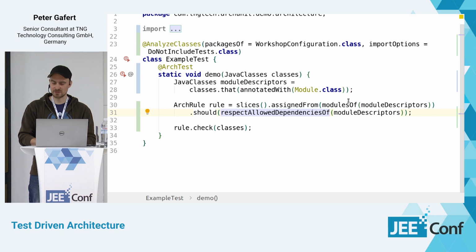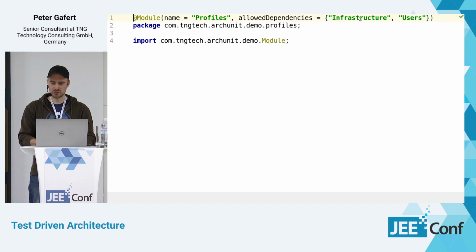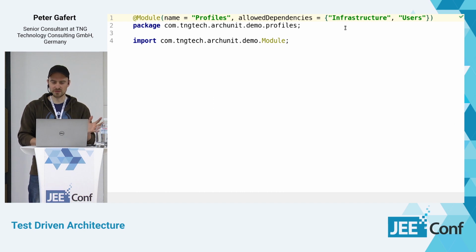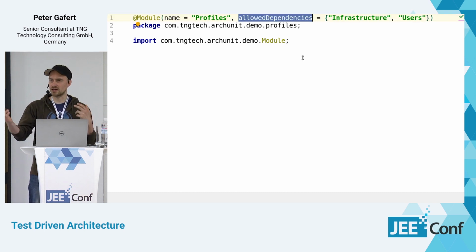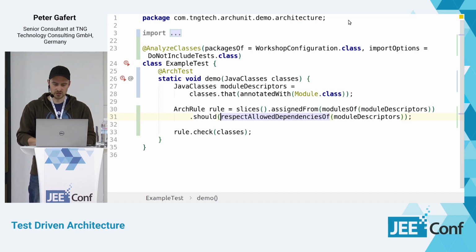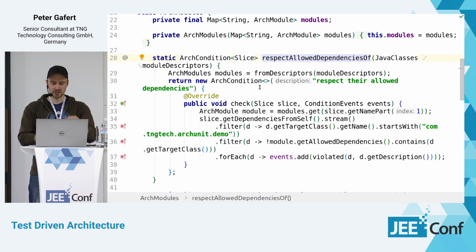So the slices assigned from these module descriptors should also respect the allowed dependencies. This is so that if I'm in profile, I should only depend on these 2 modules, right? I need a little bit more code, and the reason this is not straightforward is because first I need to look at all the modules and the classes they contain, and then in a second run I can resolve, okay, this module infrastructure, now I know it, I can create the link. So this is like 60 lines of code at the moment, together with the other thing I showed you before.